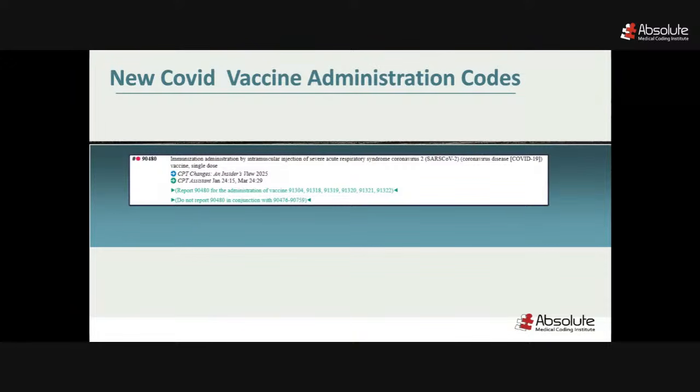Previously there were many CPT codes for COVID-19 vaccine administration as well. Now all of the old codes are gone, and we have only one code for COVID-19 vaccine administration, that is 90480. This code is used for the intramuscular administration of a single dose COVID-19 vaccine. So we have only one administration code for the COVID-19 vaccine.